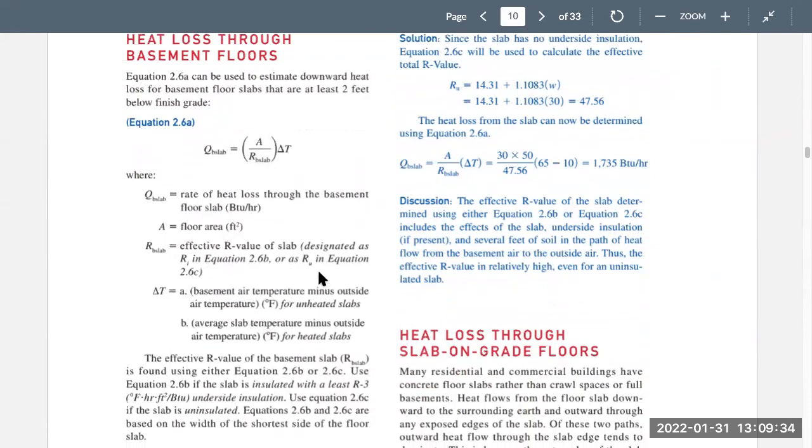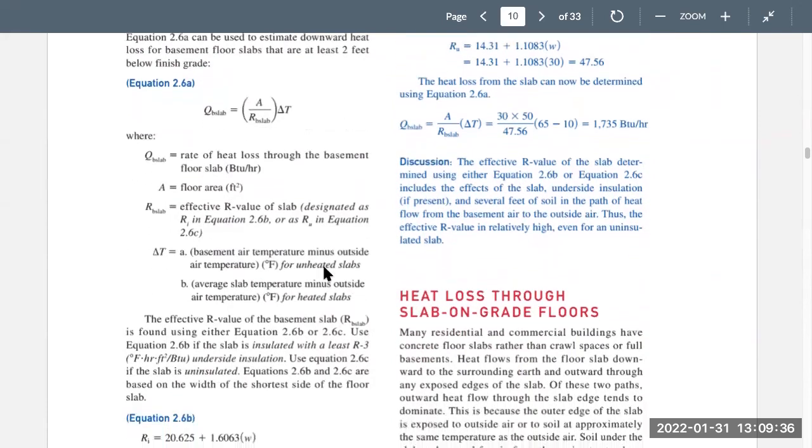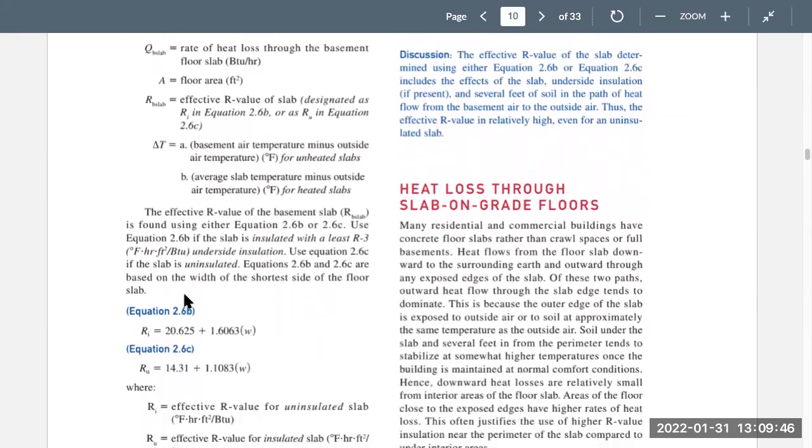They do talk a little bit about if you've got under floor heating, you've got tubing in the floors. We're not going to get into that right now. That's a whole other ball of wax. But mainly what we end up with is two formulas here. We have one formula, equation 2.6b: if the slab in a basement is insulated with at least R3 underside insulation, or use equation 2.6c if the slab is uninsulated.